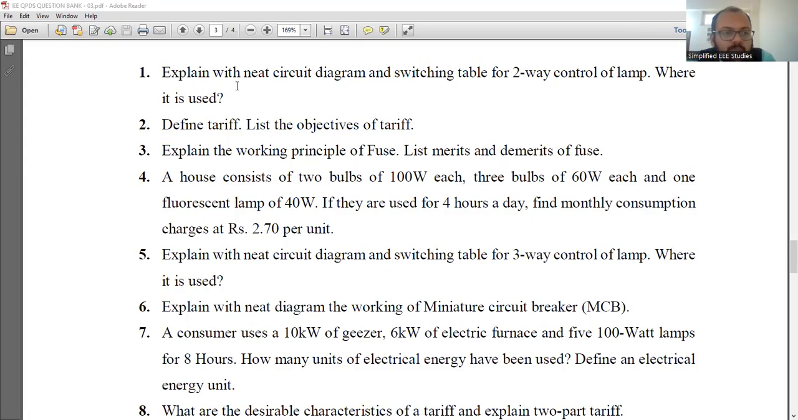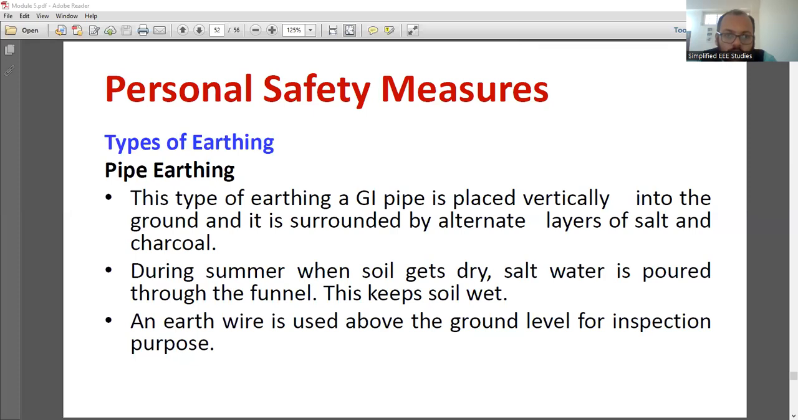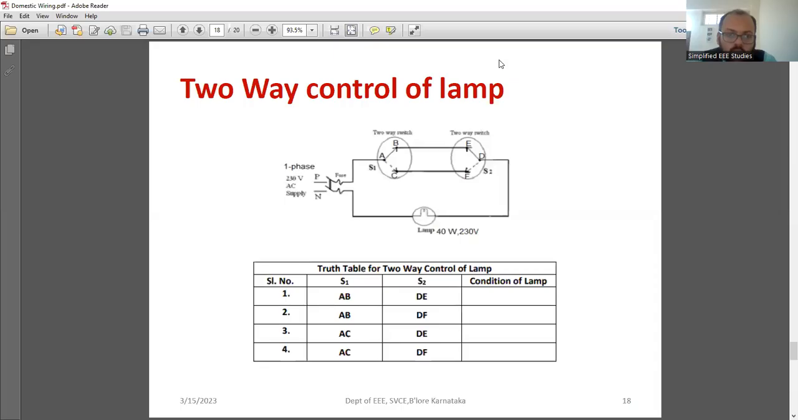The first question is: explain with the neat circuit diagram and switching table for two-way control of lamp. Where does it use? When you get a question like explain the two-way control of lamp, you have to explain with the help of this particular diagram. This circuit diagram is important.